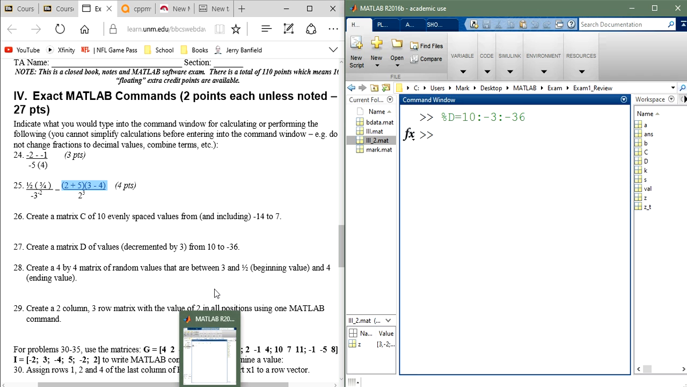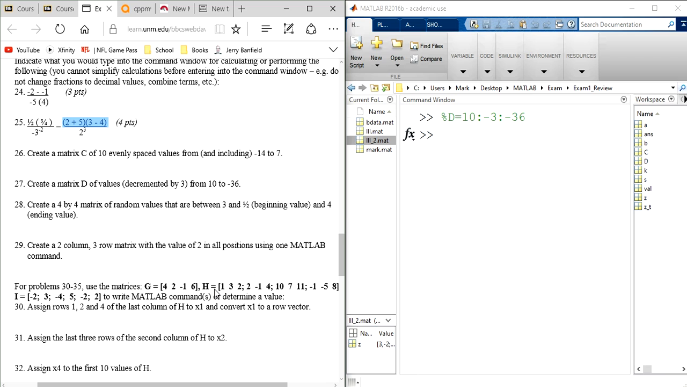Create a 4x4 matrix of random values that are between 3.5 (the beginning value) and 4, the ending value.